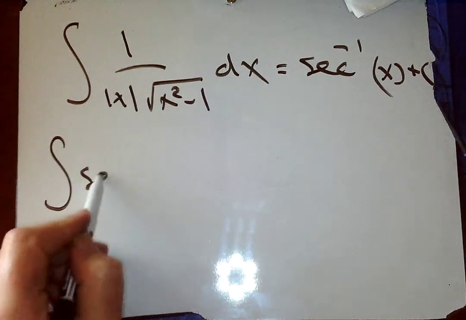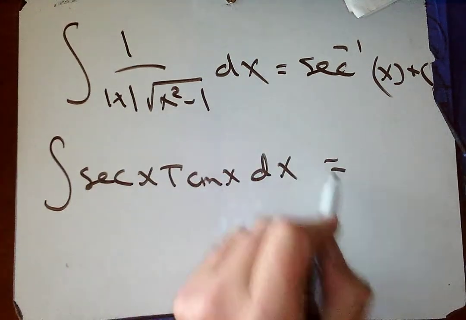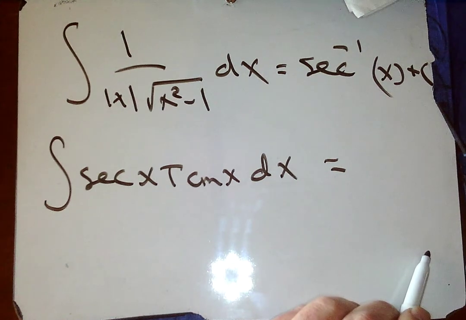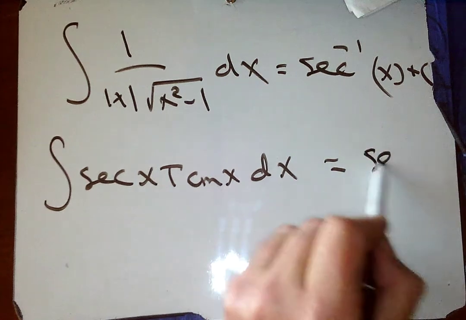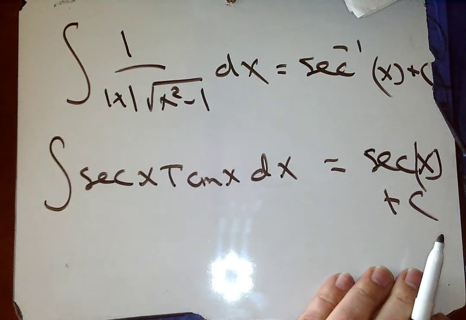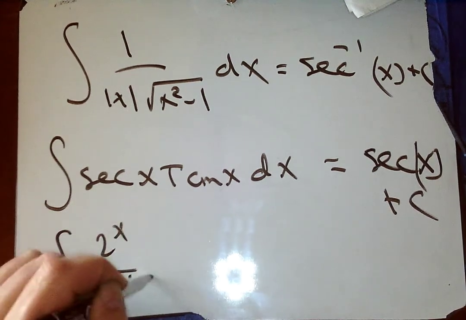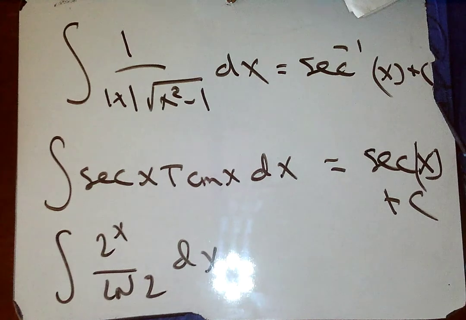How about this one? The integral of secant x tangent x dx. That's the derivative of secant. Don't forget the plus c. All right, and how about this last one? 2 to the x over ln of 2 dx. Please find that antiderivative.